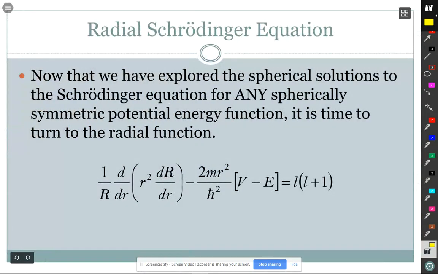We will later on go to this website called Orbitron once we get the radial solutions. So now we're going to do the radial solution. And when you look at this, on the face of it, it doesn't look that tough. You have a function with r, capital R, lowercase r. It doesn't look that bad. In fact, it's a lot like the regular Schrodinger equation, except this term here.